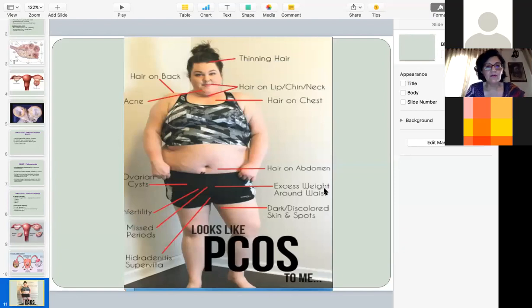And this is how they may present clinically: obesity, acne, hair loss, thinning of scalp hair, but hair on the face and chest, and cysts in the ovaries, infertility, missed periods, so on and so forth. So this is typically PCOD or PCOS.